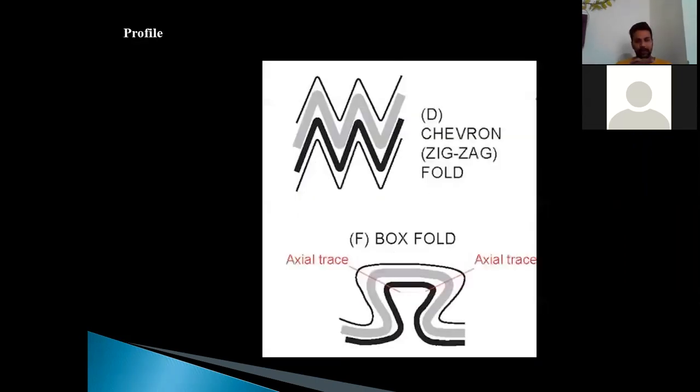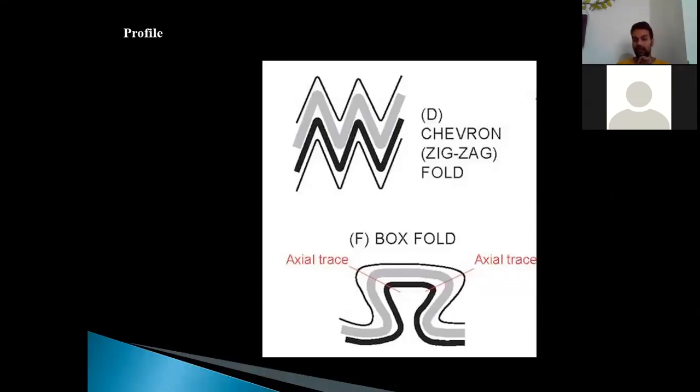Then let us see about the profile of the folds. Profile means if you cut the fold, and the profile you get after the cutting, on that basis you classify them accordingly. It is some kind of miscellaneous classification. But the well-known example you can see here is the Chevron fold, where the profile or the curvature is very acute. And because of that acuteness, these are named Chevron folds, or sometimes called zigzag folds.